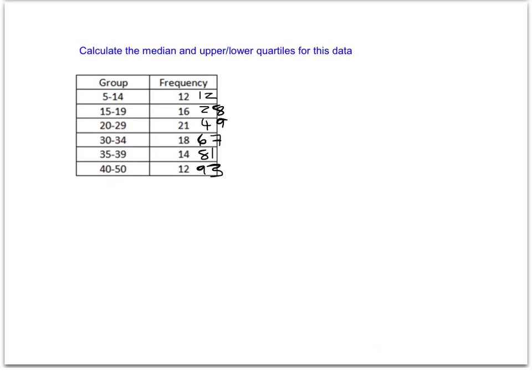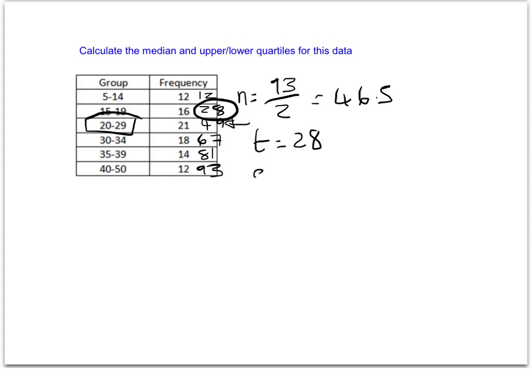Okay, median now. So this time we're doing 93 divided by 2 to get n, and that is 46.5. That means we can identify the group 20 to 29 as being where the median lies, and we can say that t is 28. That's the total number of people before our group. Our group frequency is 21, our group width is 10, and our group bottom is 19.5.